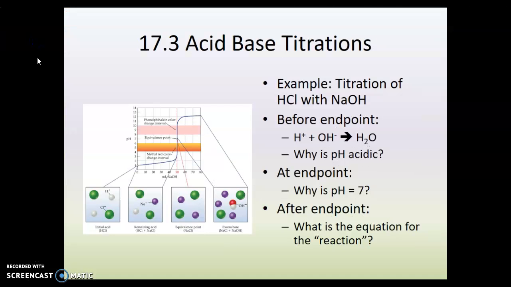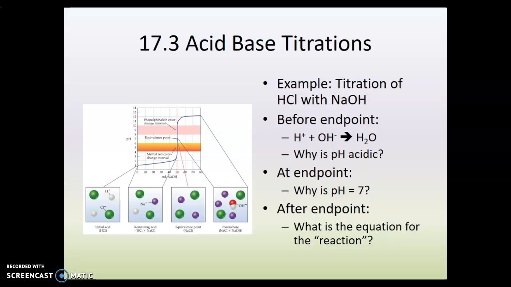So we're on part two of the Chapter 17 screencast. This is additional aspects of equilibrium. Today we're going to talk about acid-base titrations, both strong acid, strong base titrations, and strong acid, weak base titrations, weak base, strong acid, weak acid, strong base titrations.